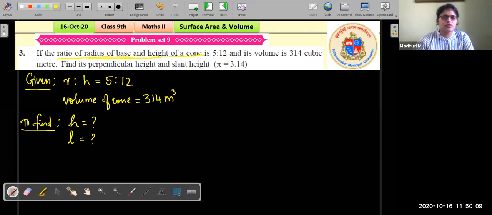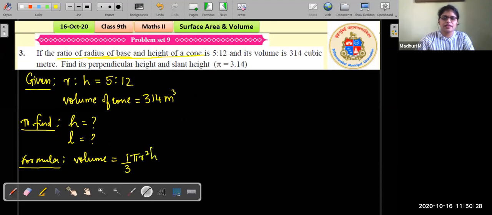And what will be the roadmap to this now? The formula clearly, it's volume of cone. So we will be using the volume of cone. What is the formula, students? Think quickly. What is the volume of cone? That is 1/3 of cylinder, right? Which is 1/3 pi r squared h.